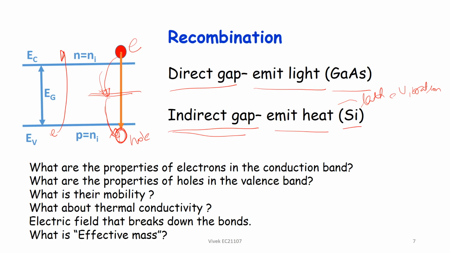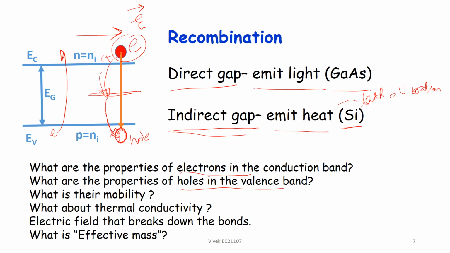So that's why all of you know that silicon is not a good emitter of light. Now, what are the properties of these electrons in the conduction band? What are the properties of holes in the valence band? How do these electrons and holes move when a field is applied? If you apply an electric field, how will they move? Is it the same as the free electron, or do they move in different ways?